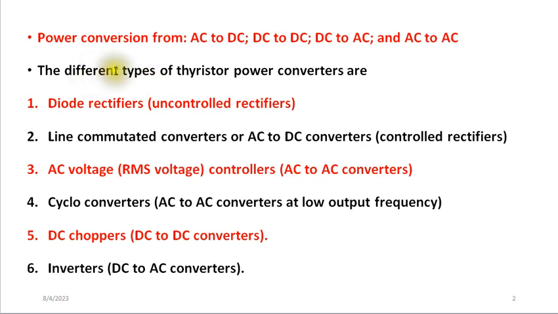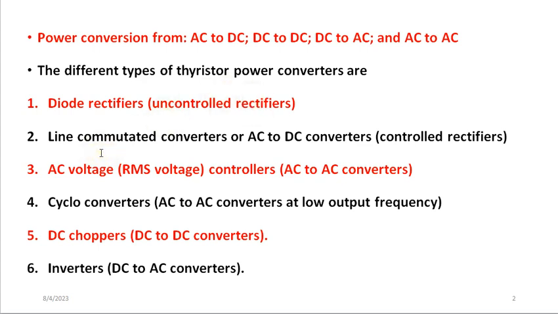And there are different types of thyristor power converters, and they are given as follows. We have 6 of them. The first one is diode rectifiers. We call them uncontrolled rectifiers. The reason is simply because a diode has no control terminal. Just like a thyristor which has a gate that controls its operation, the diode does not have a control terminal. So that is why we call it uncontrolled rectifier.